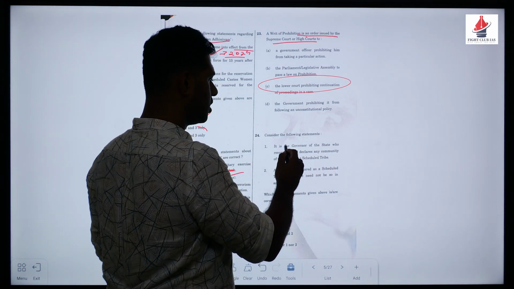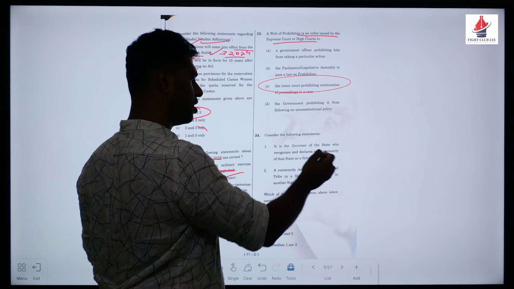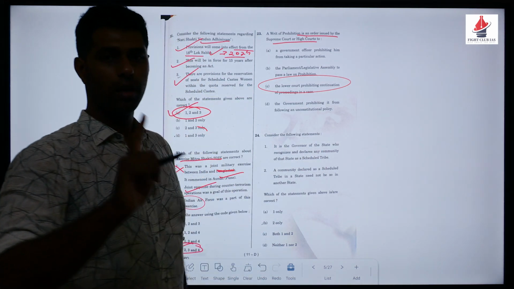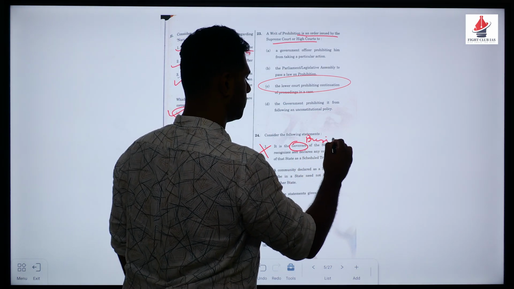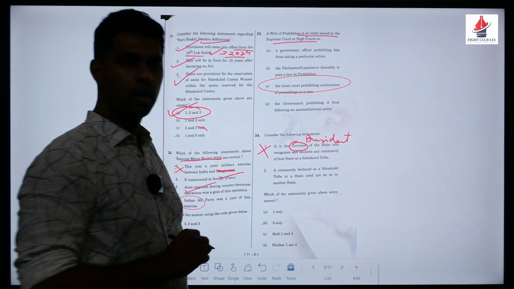24th. It's regarding the STs. It is the governor of the state who recognizes and declares any community of that state as a scheduled tribe. No, it is not governor. It is the president, in consultation with the governor.